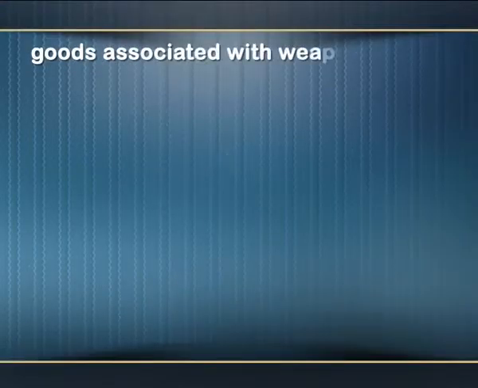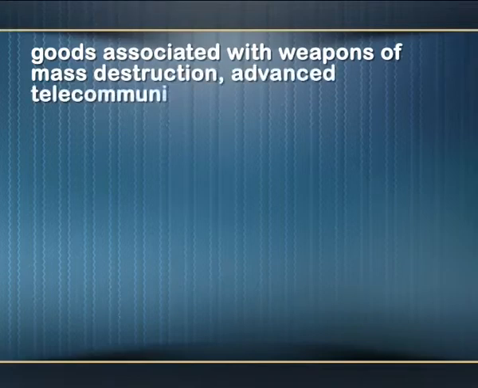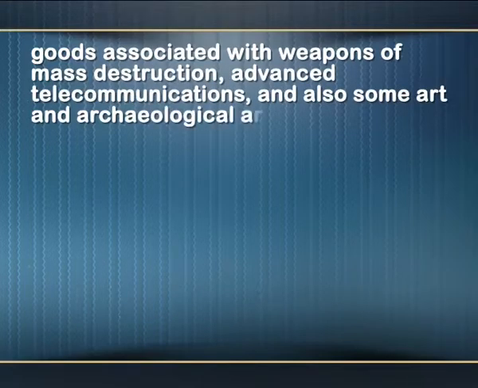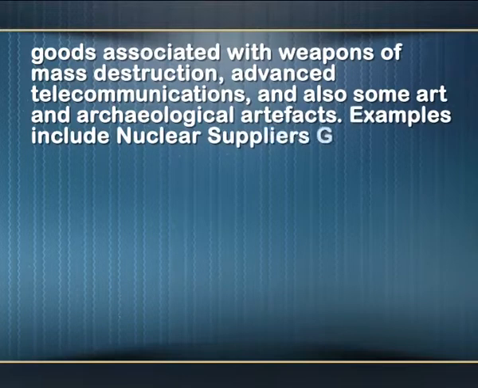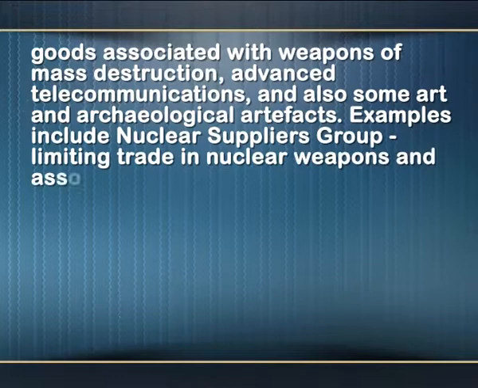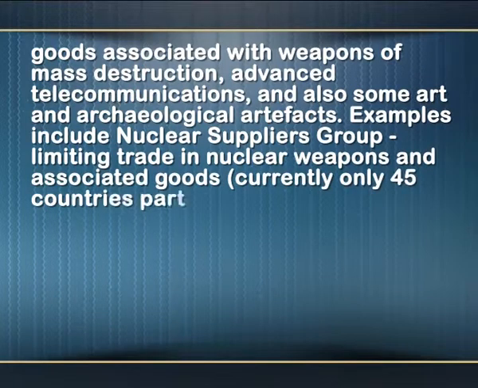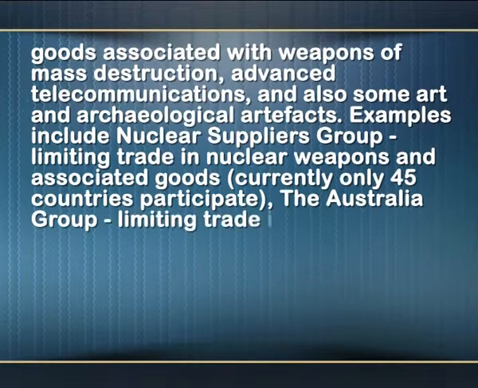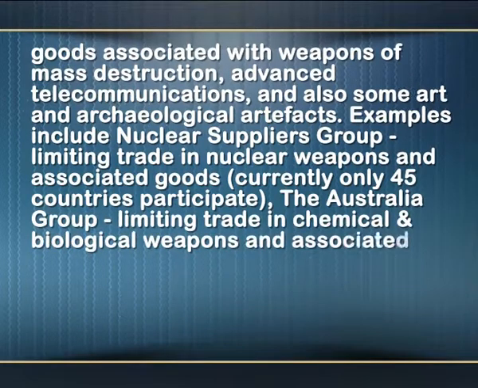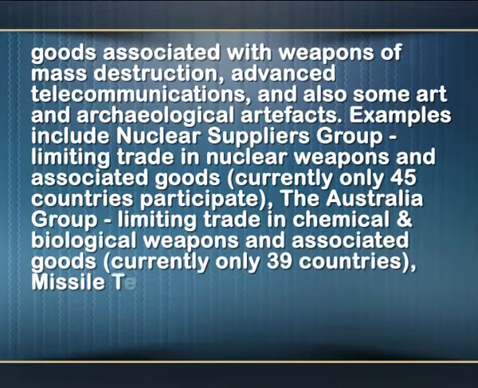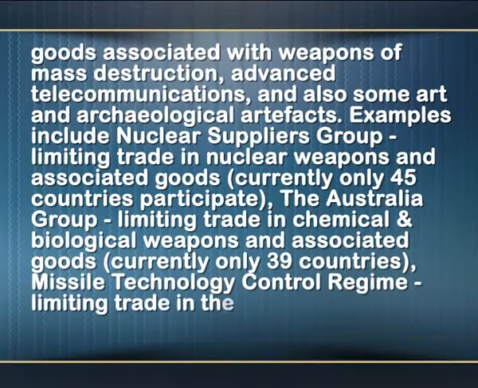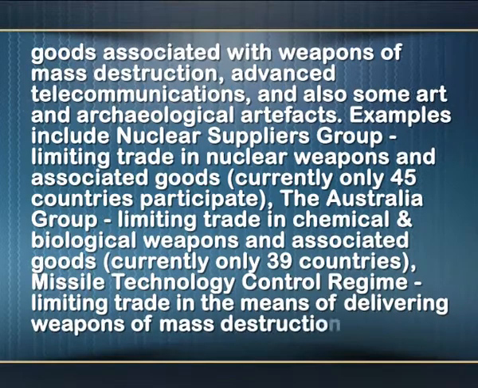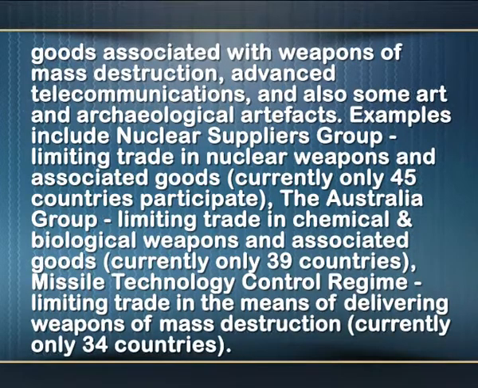International agreements limit trade in and the transfer of certain types of goods and information. For example, goods associated with weapons of mass destruction, advanced telecommunications, and also some art and archaeological artifacts. Examples include the Nuclear Suppliers Group limiting trade in nuclear weapons and associated goods. Currently, only 45 countries participate. The Australia Group limits trade in chemical and biological weapons and associated goods. The Missile Technology Control Regime limits trade in the means of delivering weapons of mass destruction.